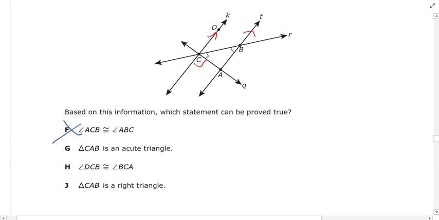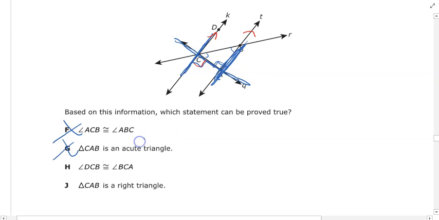not that one. What about CAB is an acute triangle? So CAB is an acute? I don't know, might be, might not. I don't know necessarily what this angle is right here. Actually, I do, because these are parallel lines here cut by this transversal, and these are alternate interior angles. So it's definitely not acute, it's a right triangle. So that's not true because it said it was an acute triangle.